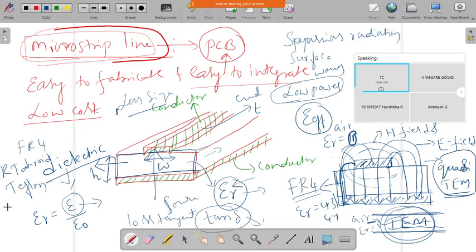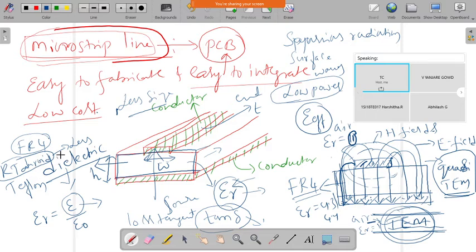So these are some of the dielectric materials which are available in the market, and based on the application you can use them. Okay, so this is RT Duroid, which has a low loss in the dielectric material, what we call loss tan delta or loss tangent, which is very much less compared to FR4 or other materials. So this loss tangent is comparatively less for RT Duroid.